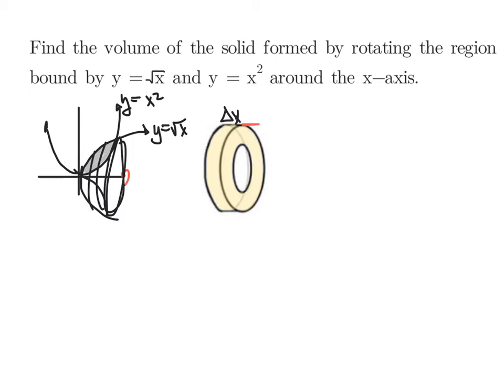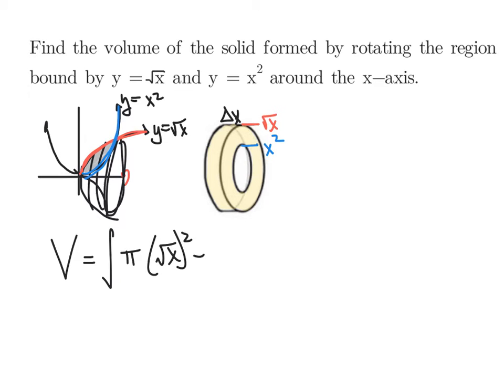The top radius, the big radius, is going to be our outside function. In this case, that's square root of x. Our smaller radius is going to be the inside function, right here, which is x squared. Now that I have my washer, I can set up my integral for finding the volume of our solid of revolution. It's going to be pi times the big radius, in this case square root of x squared, minus pi times the little radius, x squared, dx. The only thing we're missing are two limits of integration.